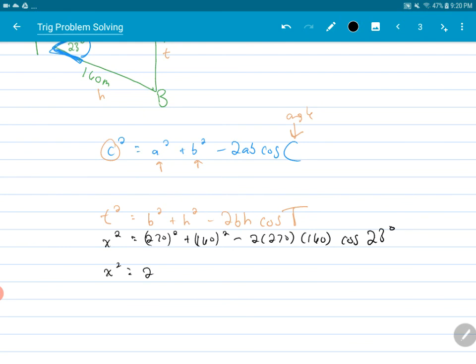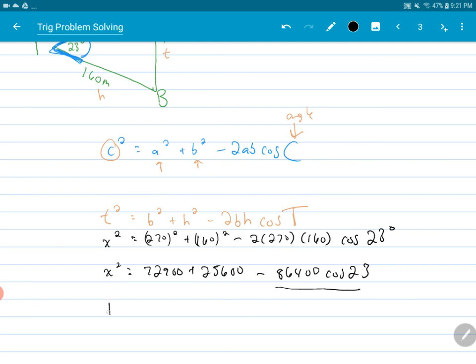So I'm not going to go into super detail. I think you can square numbers in your calculator. Okay, we got 72,900 plus 25,600 minus 86,400 cos 23. What you want to be careful of is when you put these together, you don't subtract this 86,400 that is attached to the cos 23 by multiplication, so you need to follow BEDMAS.